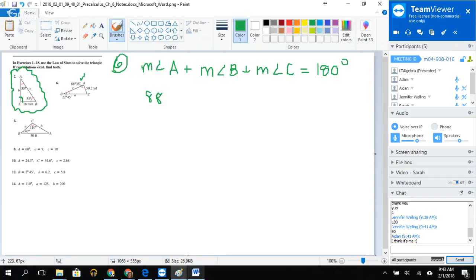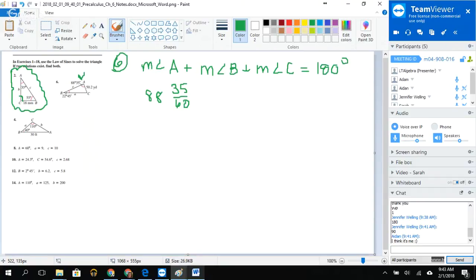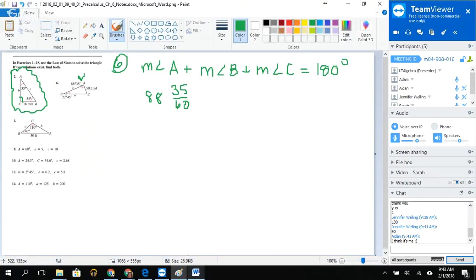Just remember, when you see the minutes, the conversion between minutes and seconds is 60. So when we have 35 minutes, that means 35 out of 60. Unfortunately, 35 out of 60 is a repeating decimal: 88.583 repeating. Then the measure of angle B is 22 and 45 over 60, good old mixed fraction.